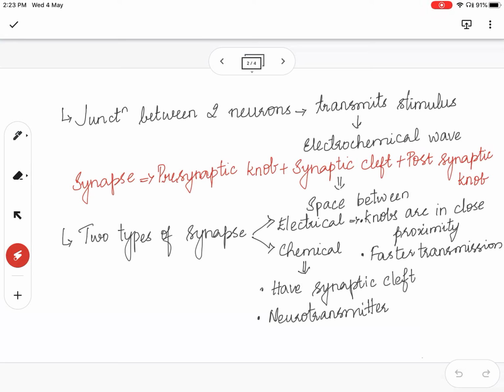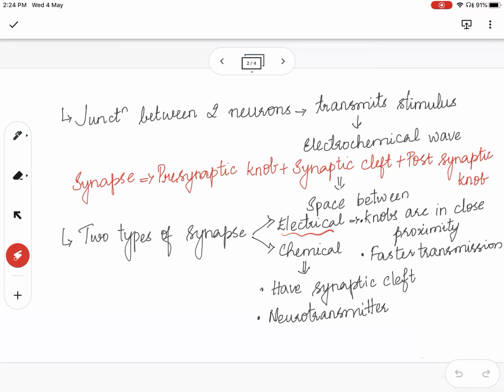Now there are names specifically for it to remember. If you look at the second point, the one neuron is called presynaptic, the one which is present initially, and the other neuron is called what? Postsynaptic. You can either call it presynaptic membrane or presynaptic knob. Similarly, postsynaptic membrane or postsynaptic knob. And that junction or space which is located between one neuron and another neuron, that itself is called what? Synaptic cleft.